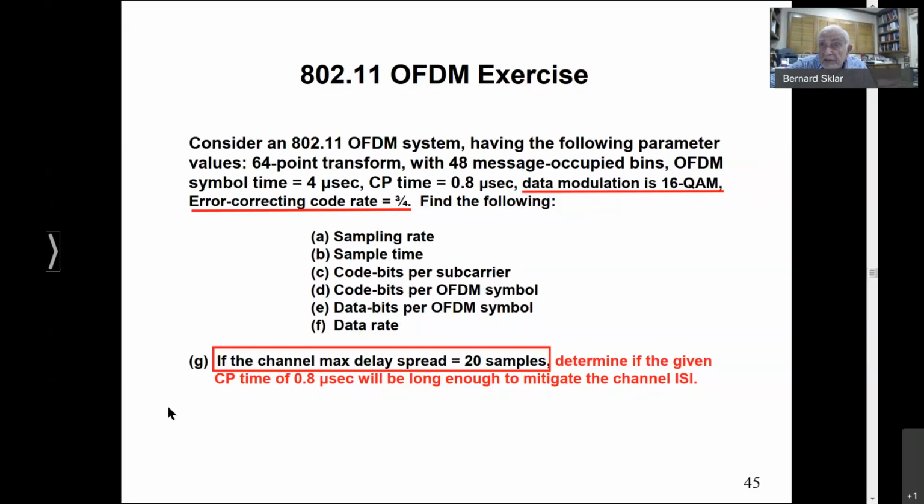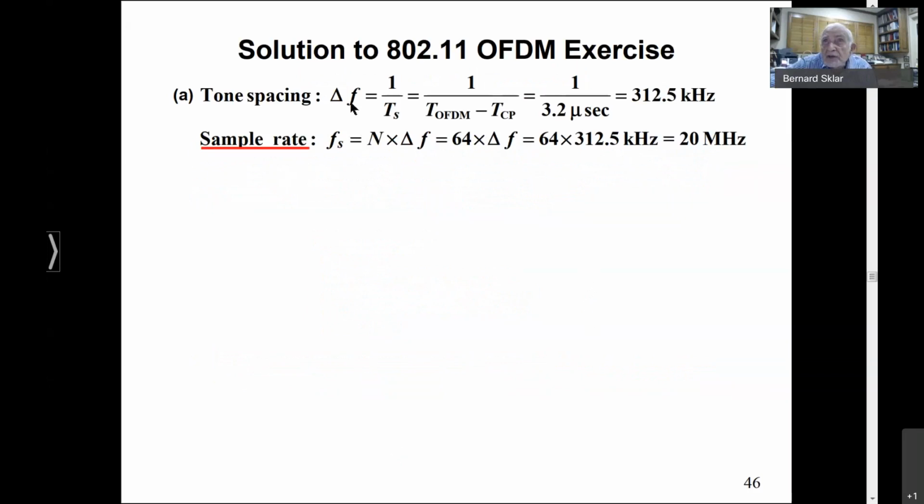Remember, for finding about the CP, it's not just 25%. That's the convenience of the transform size. It's got to be big enough to look at what is happening to the channel parameters that you're given. So okay, you get the tone spacing by taking simply the reciprocal of T sub S, and you're given here the T-OFDM, and taking away the cyclic prefix, 1 over 3.2 microseconds is in fact delta F, which we told you. You start with a time, you get this.